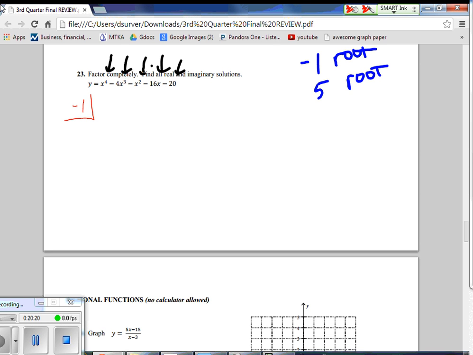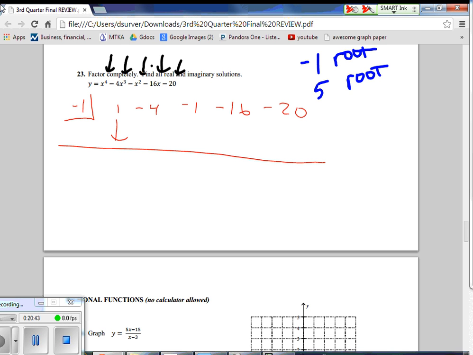All right, so here's my -1. Do I have any placeholders to worry about? It goes 4, 3, 2, 1, and that's all good. If that had skipped any terms, remember I have to have placeholders. Okay, now I'm going to go 1, -4, -1, -16, -20. Draw the line. We know this is going to work because of the calculator.